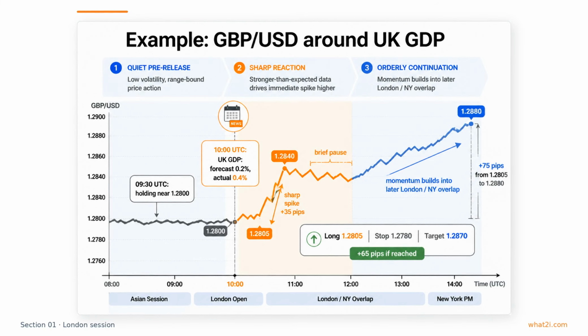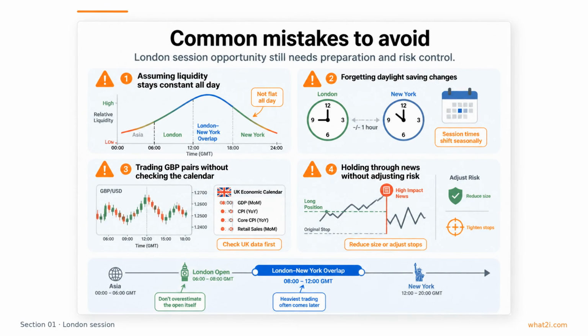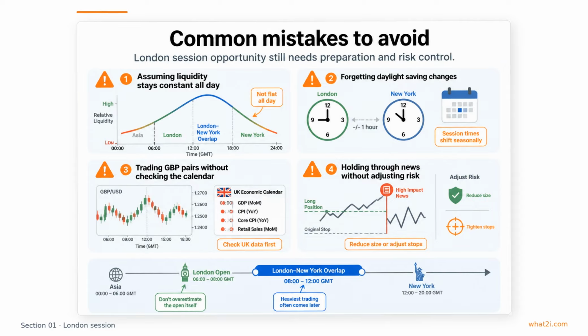more orderly continuation. The London session offers strong opportunity, but it also invites a few common mistakes. One is assuming liquidity stays high and stable all day, when in reality conditions change from the open to the overlap to the close. Another is forgetting daylight saving changes and showing up an hour early or late for the best window. Traders also get into trouble by trading GBP pairs without checking whether important UK data is due. A related mistake is holding normal size positions through major releases without adjusting for wider spreads and faster moves.